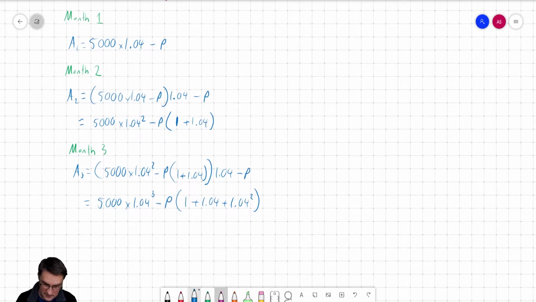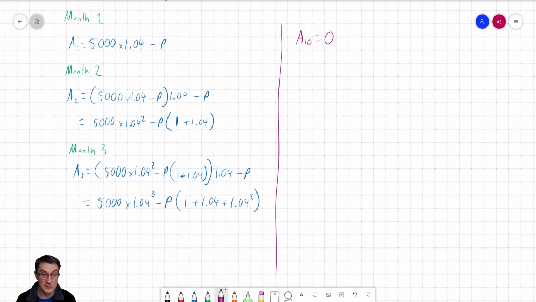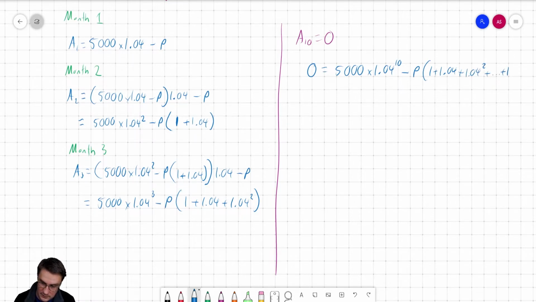So what we're going to find for those 10 months, we're going to have A10 is equal to 0 because it's fully repaid at the end of those 10 months. So what we are going to have then is 0 is equal to 5,000 times 1.04 to the power of 10. Then it's going to be minus P bracket, and we're going to see this is where we've got our geometric series of 1.04 plus 1.04 squared plus dot, dot, dot, all the way up to 1.04 to the power of 9, and we can close the brackets there. So with this here, we have this as our geometric series.